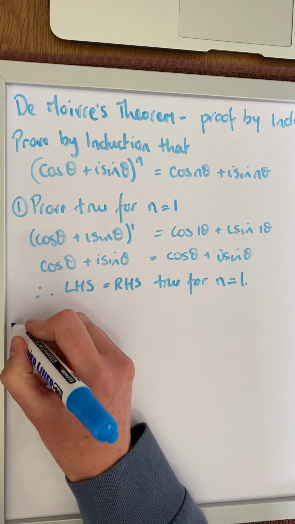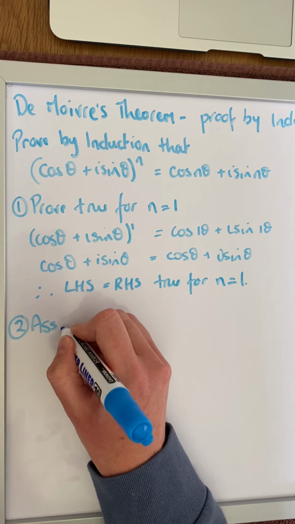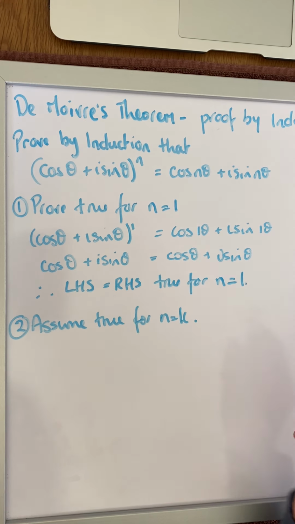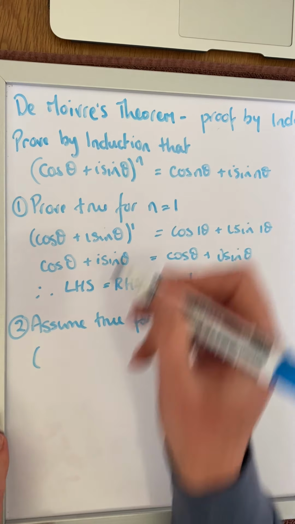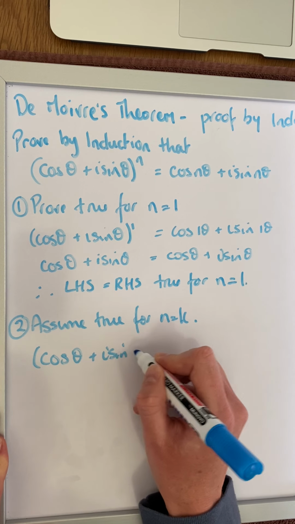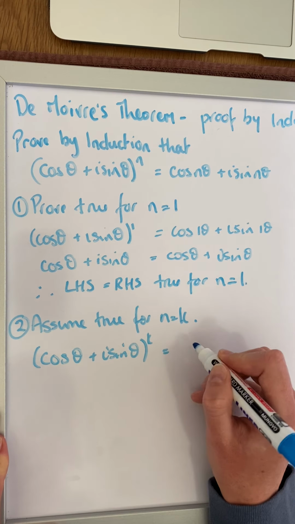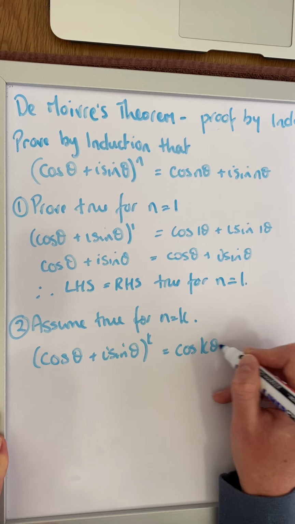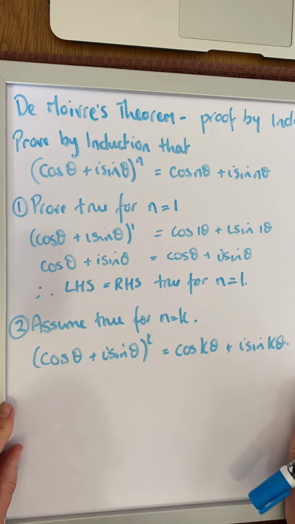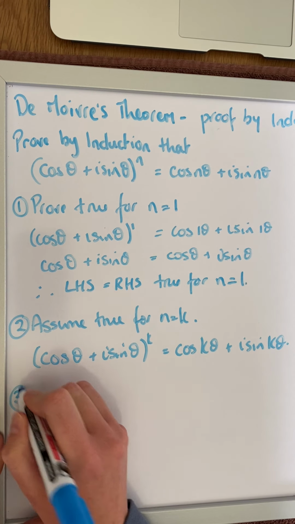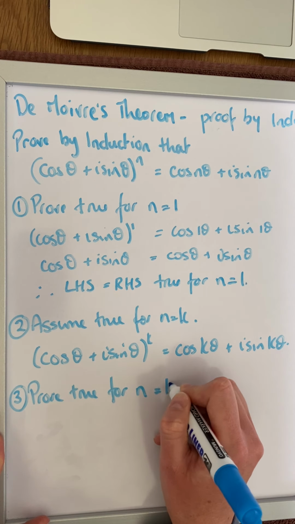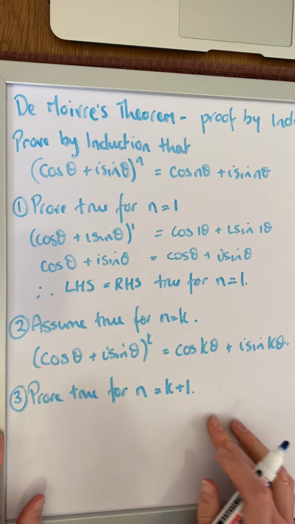Step 2, we want to assume true for n equals k. So we're going to replace our n with a k this time, and we're going to assume that (cos theta plus i sine theta) all to the power of k does in fact equal cos k theta plus i sine k theta. So that is assumed to be true. Final step, we're going to prove true for n equals k plus 1.